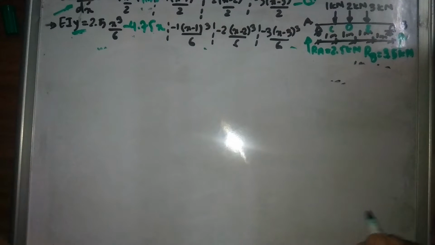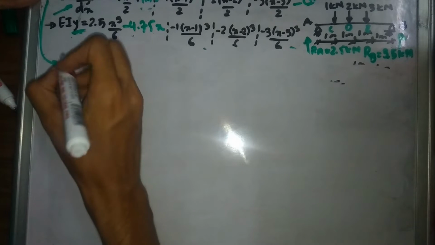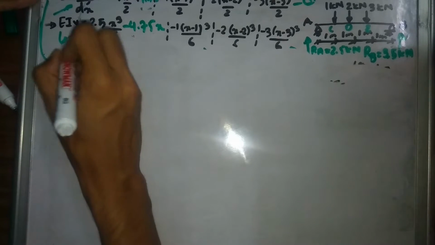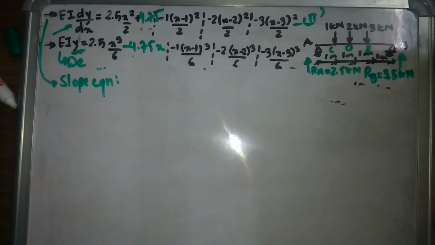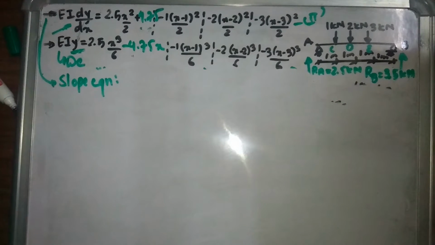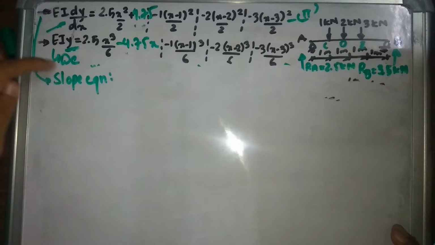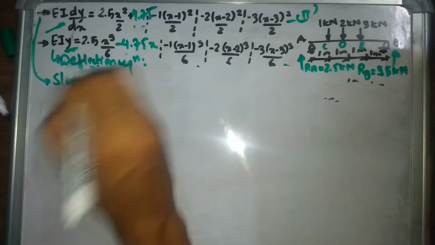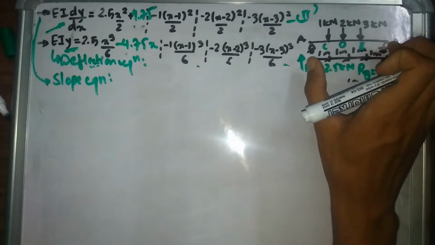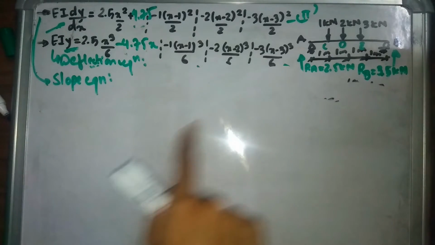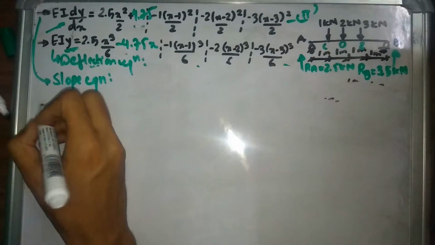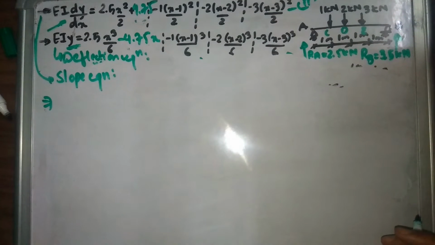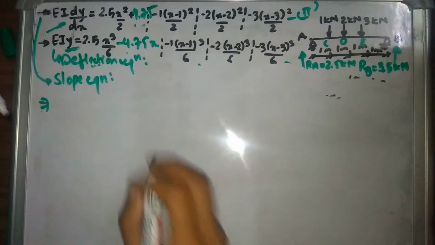So firstly, this is going to be our slope equation, while this is my deflection equation. So if I have to calculate my slope at any point on this simply supported beam, I'm going to use equation number 2, while for deflection I'm going to use equation number 3. So let's calculate our slope and deflection. So first let me calculate my slope equation.